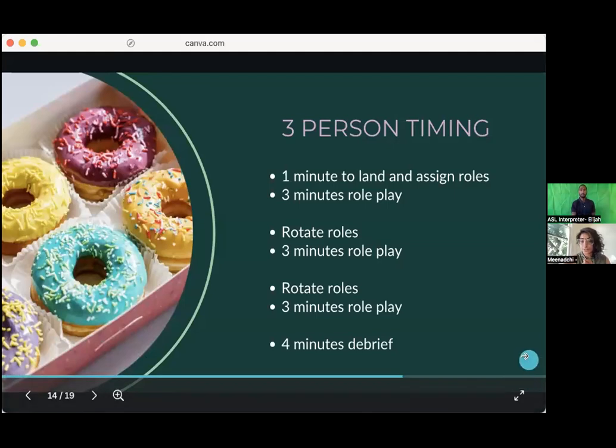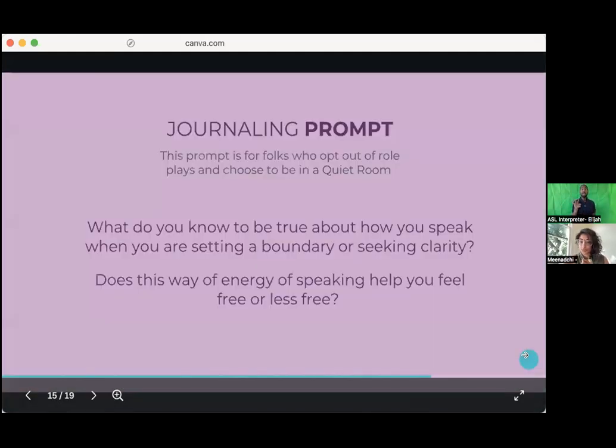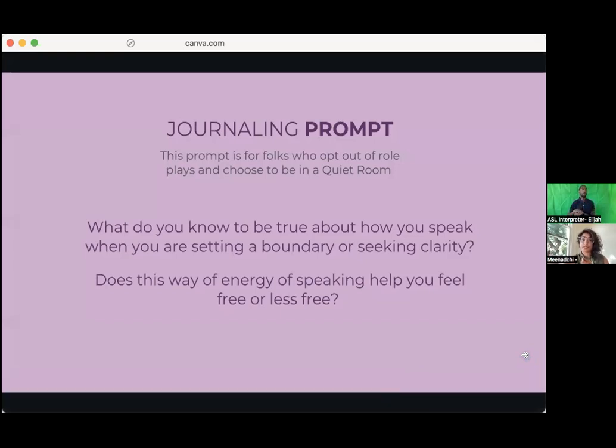And if you don't want to do a role play, there's a journaling prompt. So if you're in the quiet room, the invitation is going to be to reflect on what do you know to be true about how you speak when you are setting a boundary or seeking clarity? And does this way of speaking help you feel free or less free?